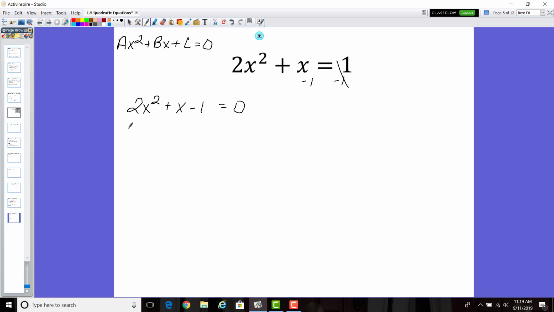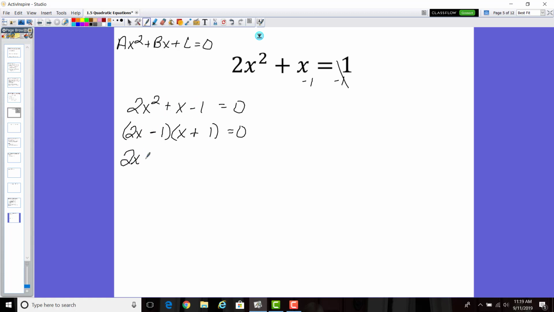Step 2, factor. This would be a box method or a guess and check method because my coefficient of x squared is bigger than 1. However, I know that 2x squared can only split up into 2x and x, and I know that the only factors of 1 are 1. My job is to figure out where the plus and minus have to go. So the plus has to go here and the minus has to go here because when I multiply those middle terms I want a positive 1.